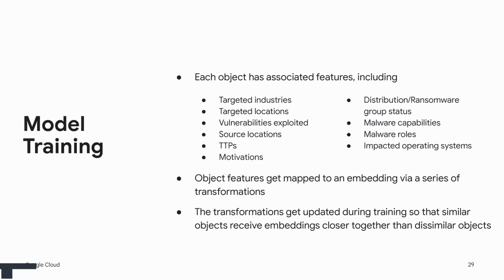Okay, so how do you train a triplet network? What does this look like? We have all our threat intelligence objects. They have their associated features. Here's a sample of them, right? Targeted industries, locations, whether or not it's a distribution or ransomware group, et cetera, TTPs. The basic idea here is that these object features are going to get mapped to that vector embedding via a series of transformations, right? Deep neural network. And the transformations, we want to update them at training time so that more similar objects are closer together in the embedding space than more dissimilar objects.